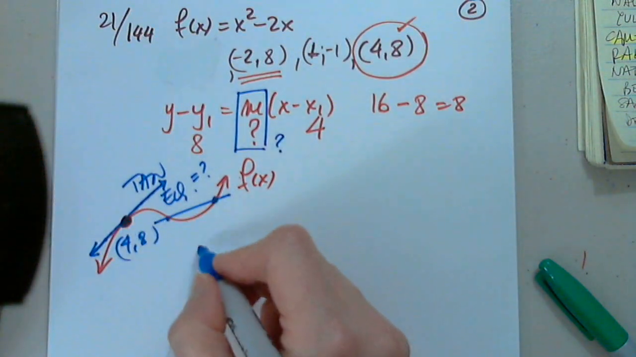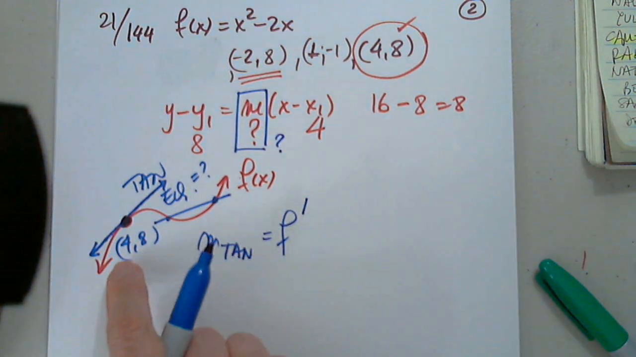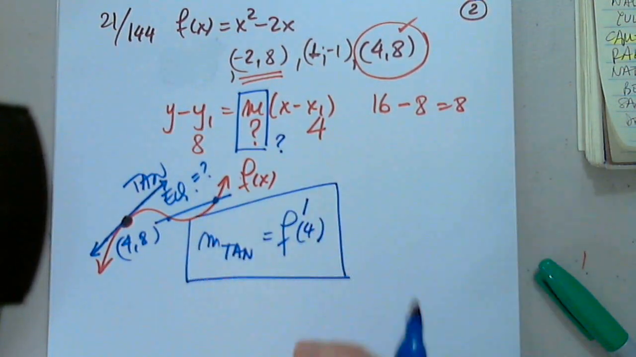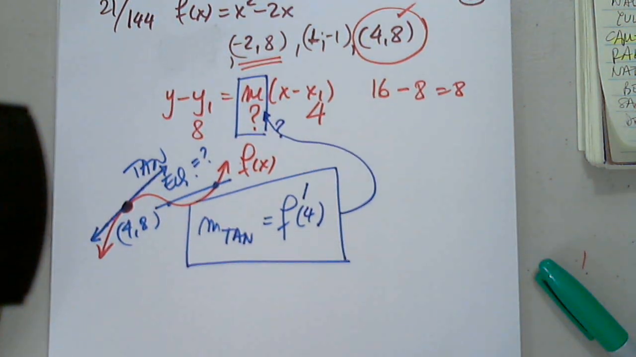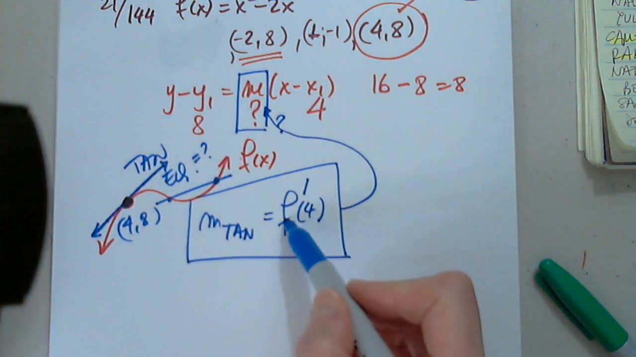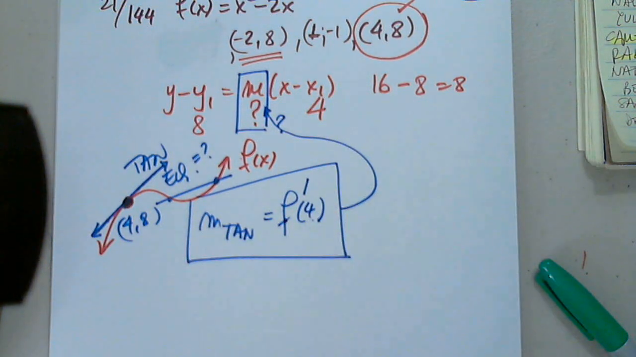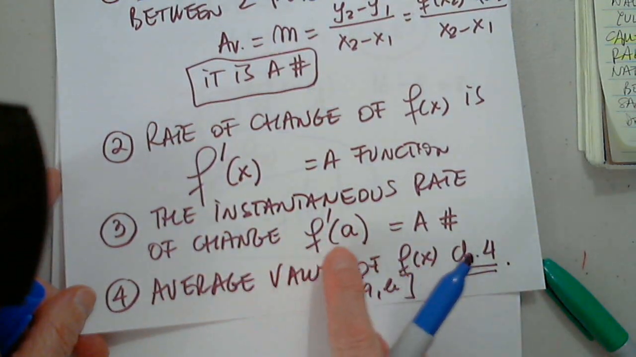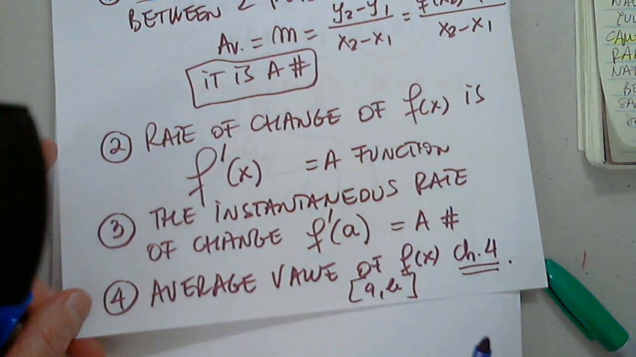Well, the slope of the tangent line is f prime, the derivative, evaluated at the x value. This is what I need to determine. Once I have this, I will plug it in and I'm done. So at this point, the slope of the tangent line is the rate of change of the function at 4, the instantaneous rate of change at 4. I have to find f prime and then plug in 4 in it, and that will give us the slope.